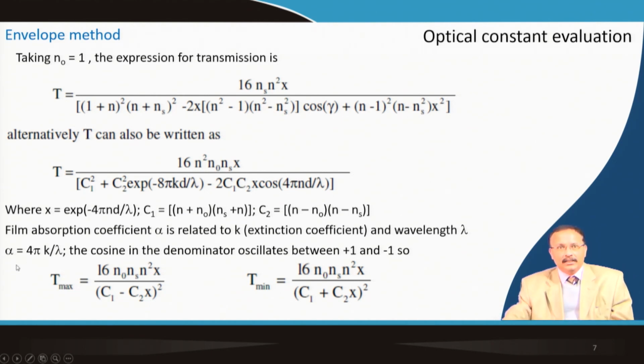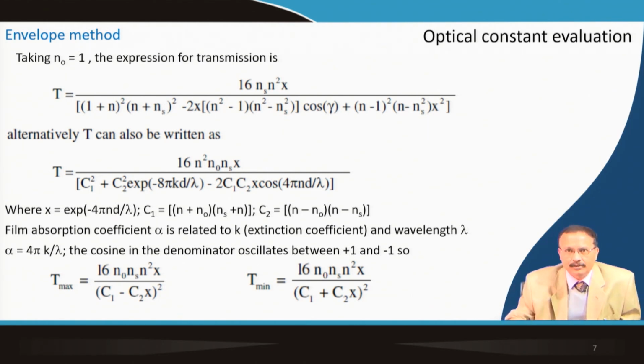So, the cosine part of this denominator will oscillate between +1 and -1, giving the T max value, which I already showed in the view graph, the interference fringe, the T max and T min. You can have an analytical expression involving the refractive index, the value of x and the constants C1 and C2 as has been derived. So, you can also derive this relation based on this assumption and work it out.